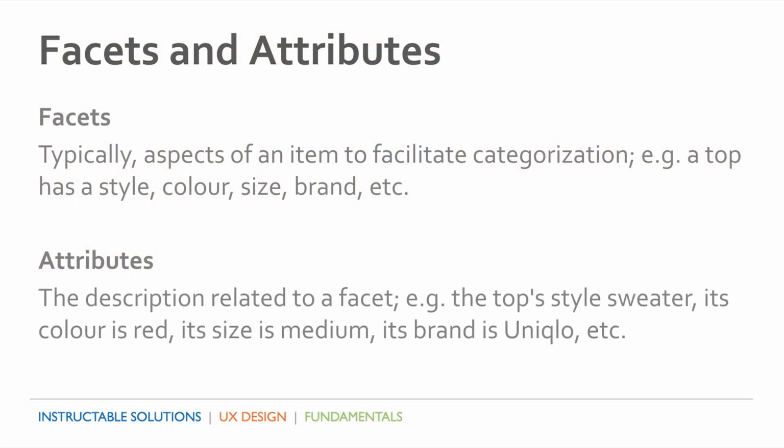And within facets, we find attributes. Attributes are simply the description related to a facet. For example, the top style is a sweater, its color is red, its size is medium, and its brand is Uniqlo, and so on and so forth. We need to really understand that facet to attribute relationship. And if you can grasp that, you'll be well on your way to defining content types and how they work within an information architecture.